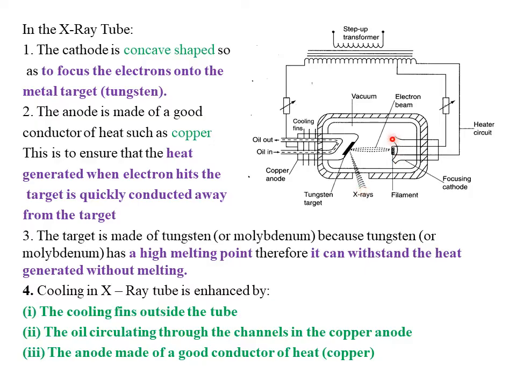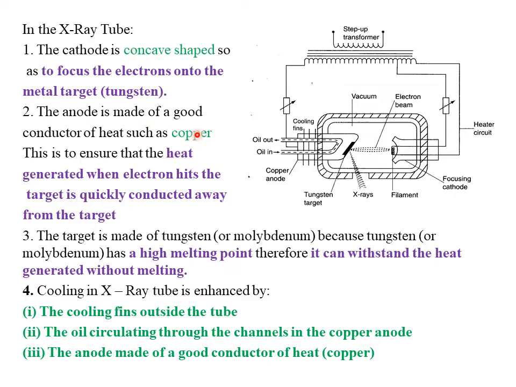So the main purpose of having a concave shaped cathode is simply to concentrate or to focus the beam of electrons onto our metal target, so that most of the electrons within the electron beam are actually converted to X-rays. Then the anode is made up of a good conductor of heat, such as copper. This is to ensure that the heat generated when the electron hits the target is quickly conducted away from the target.